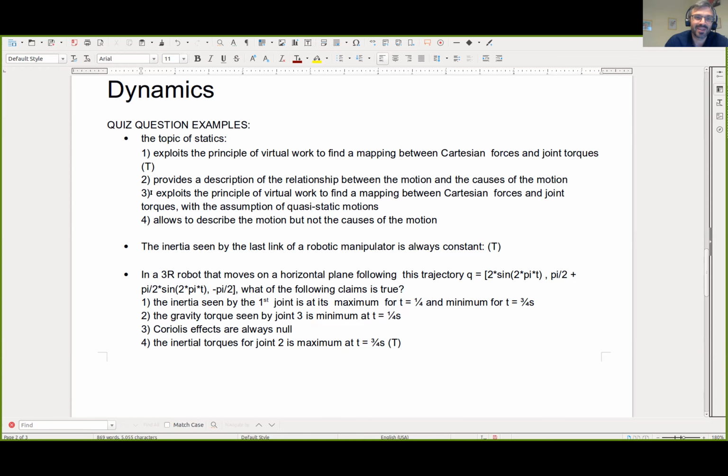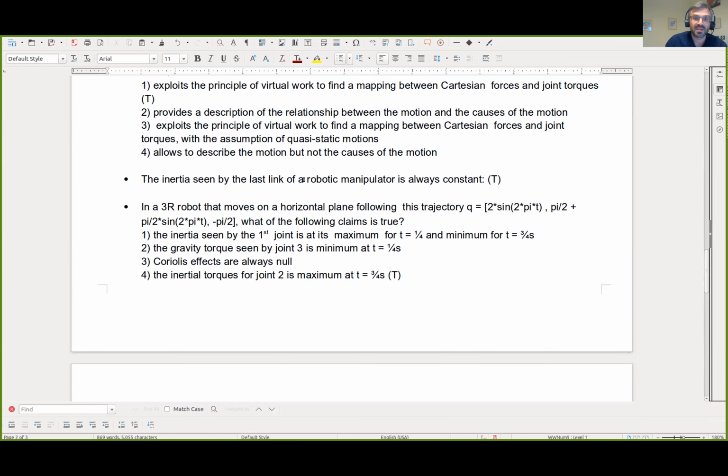This is the tricky question, to make you think. In essence, when you talk about statics, there is no motion. There are just infinitesimal motions to derive the principle of virtual work, but they are not quasi-static motion. Quasi-static motion means that there are motions that are very slow, but in the case of statics, they are not there. So this is wrong. And allows to describe the motion, but not the causes of the motion. This is the definition of kinematics. So the first one is correct.